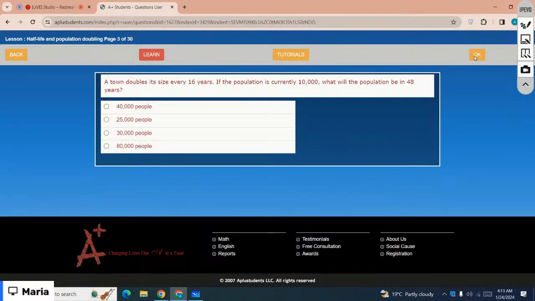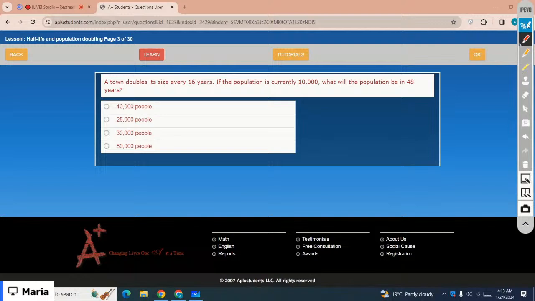A town doubles its size every 16 years. If the population is currently 10,000, what will the population be in 48 years, right? So first thing you have to do is see, from 16 years until 48 years, how many times they double, right? So 48 divided by 16 is 3, because 16 times 3 is 48. That means the population doubles itself 3 times, right?